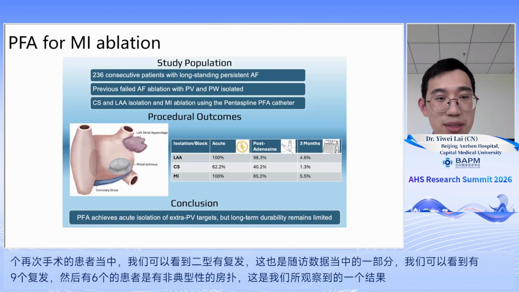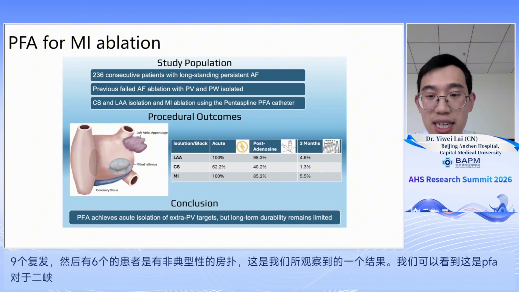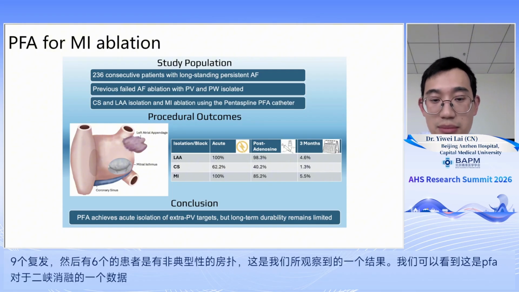And this is another study, more recent, from Dr. Nashabi. It is very elegant. It included over 200 patients undergoing a combined procedure with LAA occlusion. And in this study, mitral isthmus isolation was achieved acutely in 100% of these patients. But after a single scan, 16% of the mitral line recovered. And after 3 weeks, only about 5 of the mitral patients remained with bidirectional block.